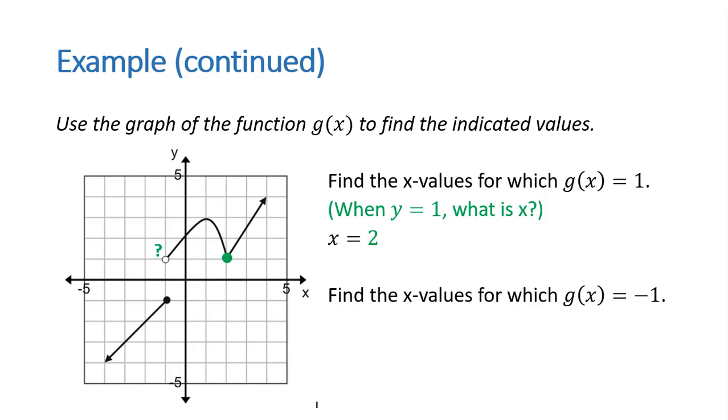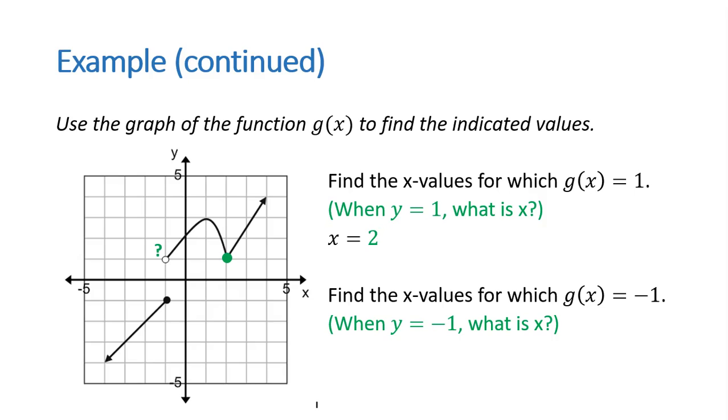So now we want to find the x values for which g of x is equal to -1. So in other words, when y is -1, what is x? So again, go to the y-axis. I'm looking for the particular y value of -1. So starting from the origin, I drop down 1 unit. That's where y is -1.